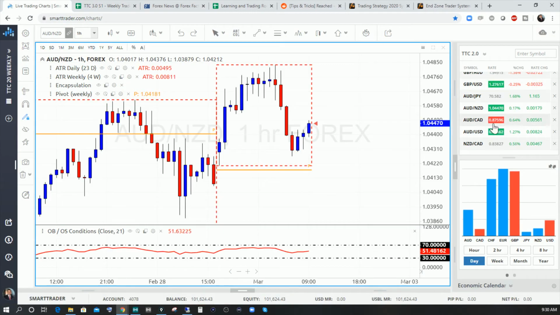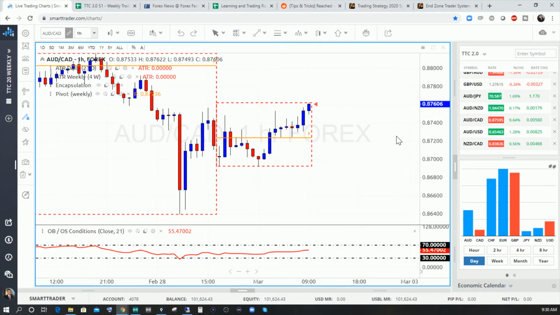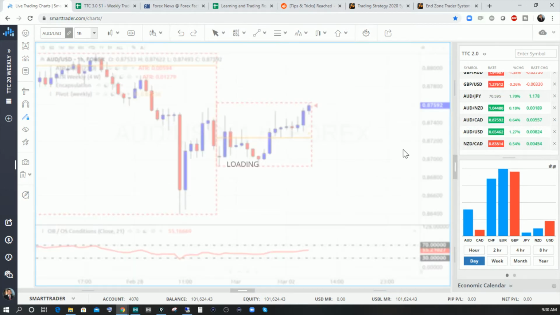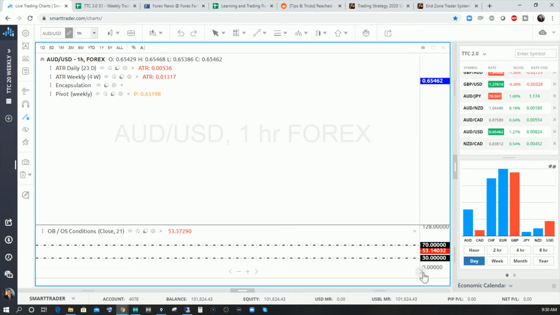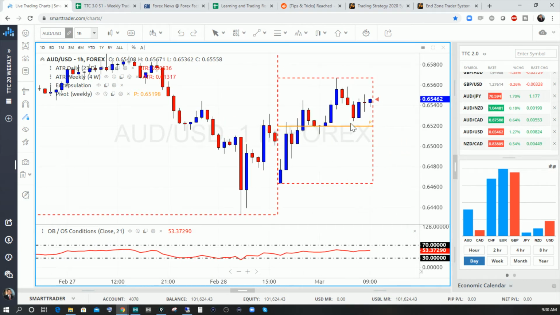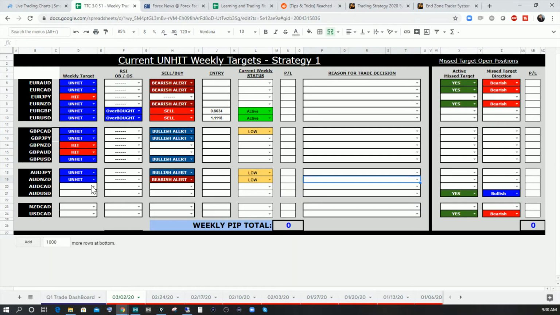Let's go to Aussie CAD. Aussie CAD's a hit target. Let's go to Aussie US dollar. And Aussie US dollar is also a hit target this week as well. So both of these are hit targets right here. All right, let's go ahead and update the document.